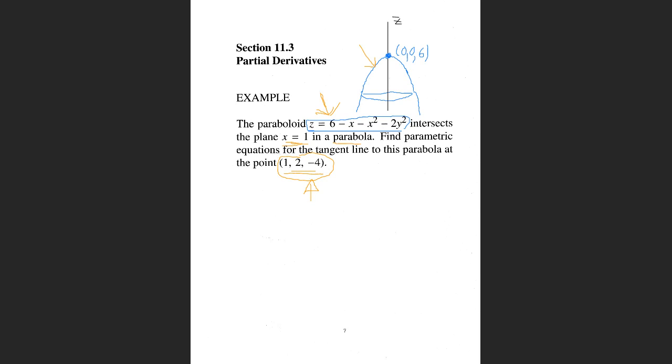And that makes sense because the plane cuts the paraboloid in the parabola. But the parabola has to obey the equation of the paraboloid because it's on the paraboloid, right? So we want to find the tangent line of this parabola at the point 1, 2, negative 4. Equations of a tangent line. Okay. So let's go ahead to the solution here and see how to do this problem.